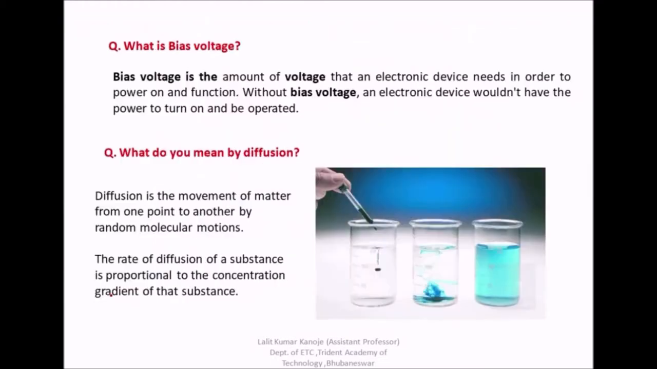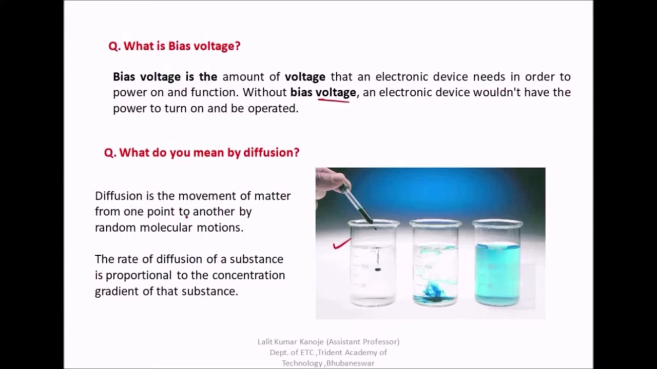Okay. What is bias voltage? Because I am going to use this word throughout this session. What is bias voltage? So look here. Bias voltage is the amount of voltage that an electronic device needs in order to power on and function.